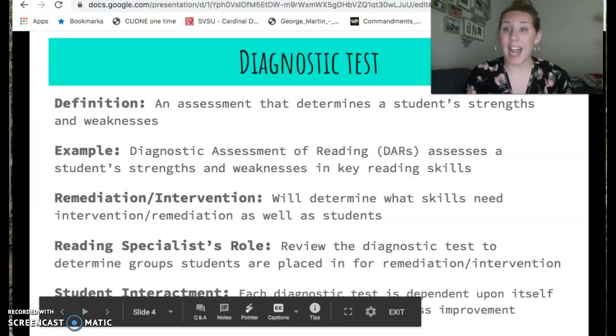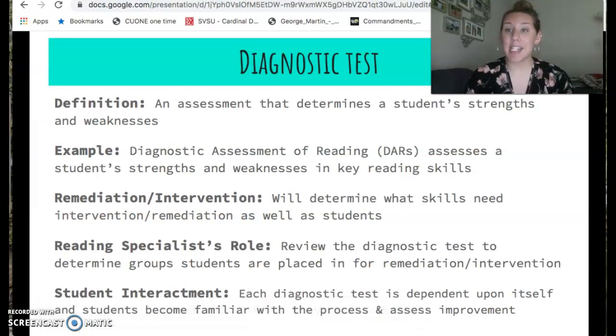The next one is a diagnostic test. Diagnostic tests determine a student's strengths and weaknesses across all subjects. Now for reading, an example could be the Diagnostic Assessment of Reading, or DARS, and this focuses on strengths and weaknesses of key reading skills. And diagnostic tests will determine what skills need intervention and remediation, as well as what students need those services.